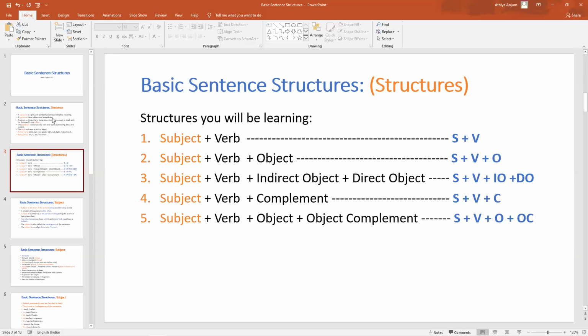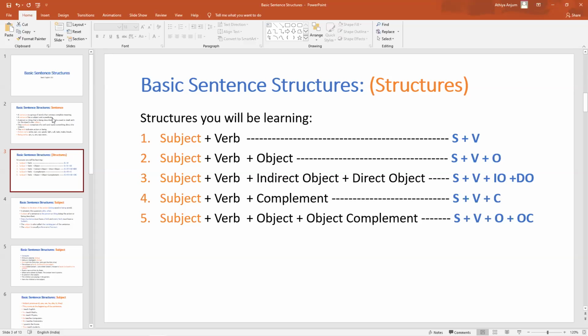The next one, subject plus verb plus indirect object plus direct object. So S plus V plus IO plus DO, right? This is the form that you'll be using. The next one, subject plus verb plus complement. So the short form of that, S plus V plus C. The last one that you will be doing is subject plus verb plus object plus object complement. That is S plus V plus O plus OC. These are the various patterns or the structures that you will be learning.